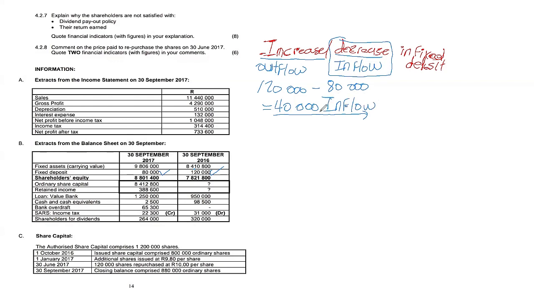So every time when you calculate the change effect of your fixed deposit, first things first, you need to write this so that you know if your fixed deposit decided to increase, it means outflow. However, if your fixed deposit decreased, it means inflow, so it's money in.